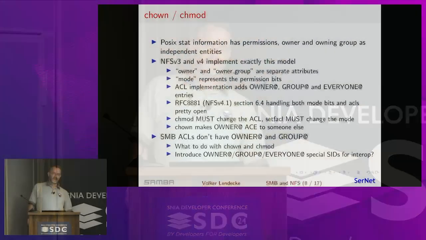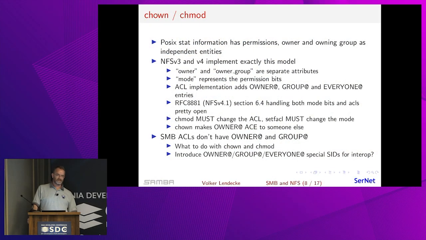And if you look at RFC 8881, there's a whole section about what happens if you do just a chmod, if you do a chmod together with a set ACL, if you do just a set ACL, how the other side of permission bits and ACL are affected. So this is really difficult, apparently. The point is, what do you do when you chmod? Or what happens if you do a chmod?